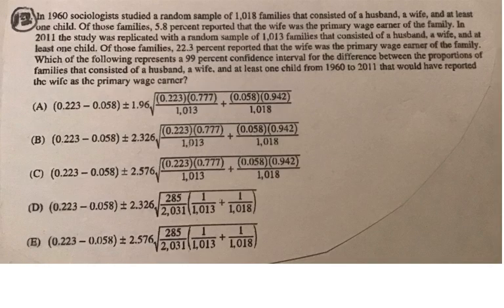Here we go. So, on number 12 that I gave you, you'll notice that we need to make a confidence interval. Now, what information are we given? We're given that one sample was size 1018. The other random sample was 1013. In the first sample, it says that 22.3% reported that the wife was the primary earner in the family, right?